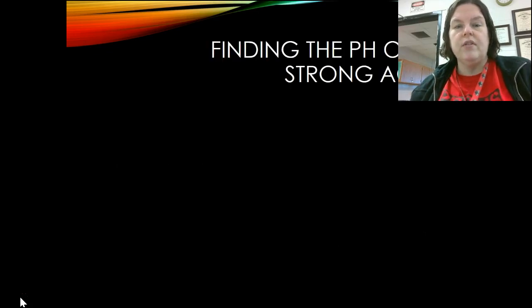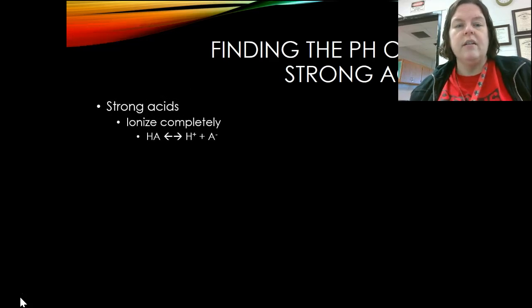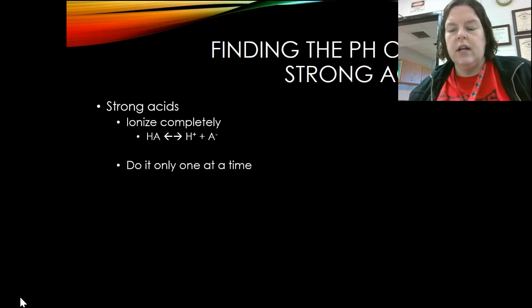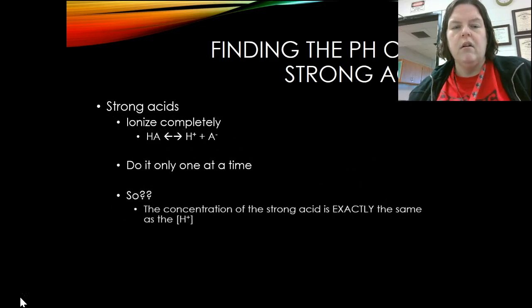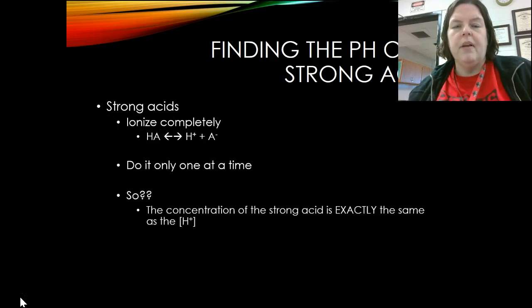So finding the pH of a strong acid is really simple. Strong acids ionize completely. So we have to consider the ionization one at a time, and then move forward from there. And the concentration of the strong acid is exactly the same as the H plus ion concentration. So that's pretty simple.